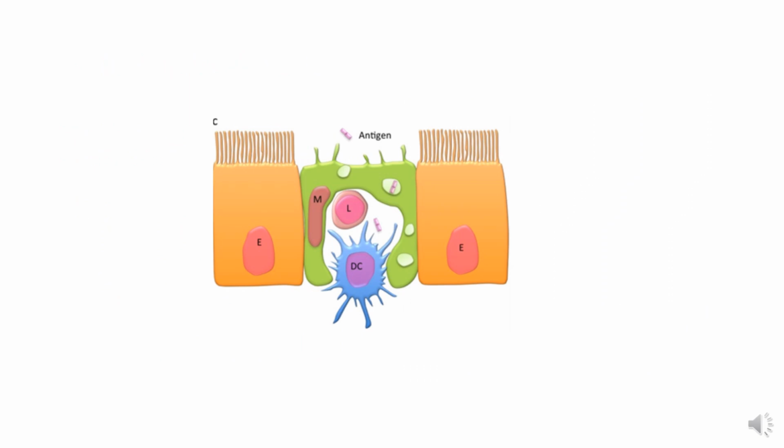Here you can see the M cells in the lining of the ileum part of the small intestine. These are the M cells, and on their basal surface they contain scaffoldings in which lie the dendritic cells and the lymphocytes.